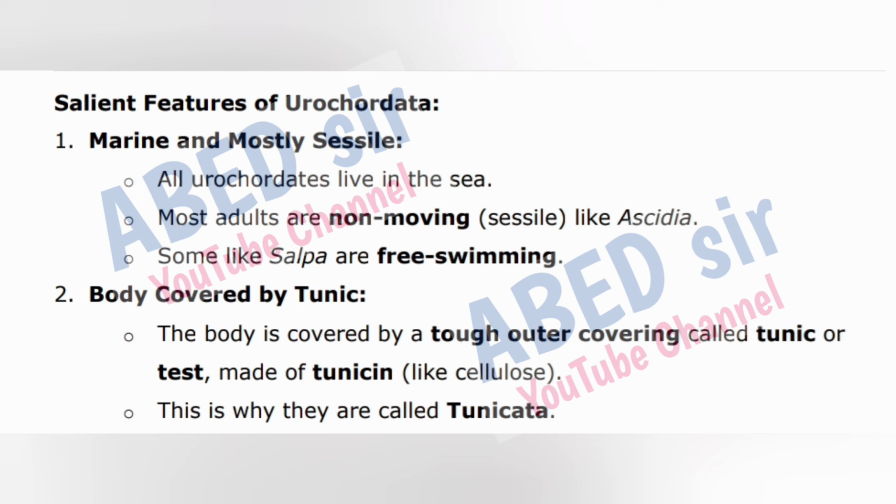Most adults are non-moving, sessile, like Ascidia. Some, like Salpa, are free-swimming. 2. Body covered by tunic. The body is covered by a tough outer covering called tunic or test, made of tunicin, like cellulose. This is why they are called Tunicata.